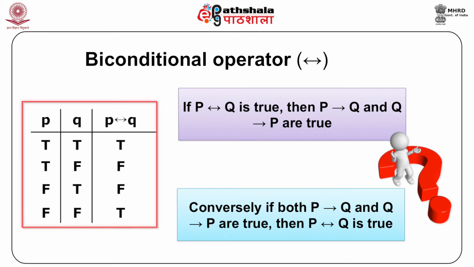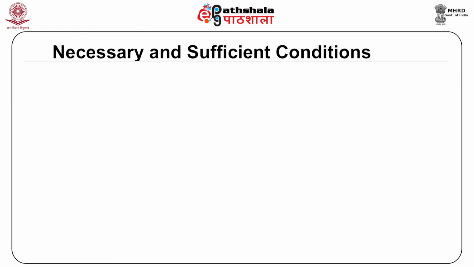If P if and only if Q is true, then P implies Q and Q implies P are both true. Conversely, if both P implies Q and Q implies P are true, then P if and only if Q is also true. Now we will study necessary and sufficient conditions.